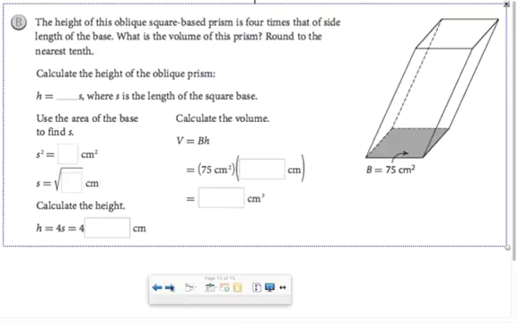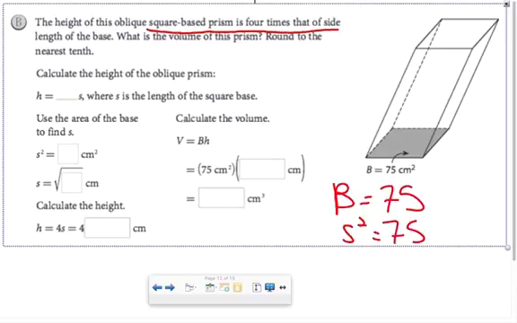Here I am given that the area of my base is 75. I am told that the height of this oblique square-based prism is 4 times that of the side length of the base. So the area of the base is a square, so side squared is 75. That means each side is the square root of 75. So I know that the height is going to be 4 times s, because they told me that up here. Use the area of the base to find s. We just did that.